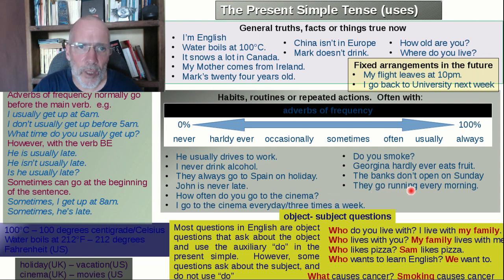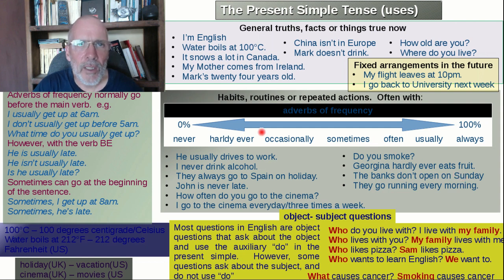Here we have another example. I go running every morning. Every day, every morning, every year. Expressions of frequency that we can use with the present simple tense. Do you smoke? Asking about someone's habit. Georgina hardly ever eats fruit. It's a habit. The banks don't open on Sunday.